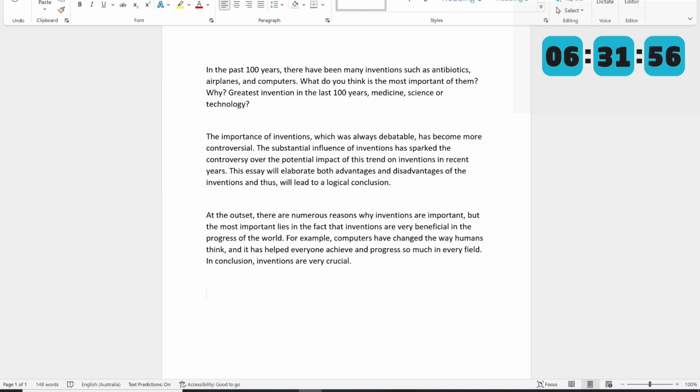My body paragraph 1 done. So I'm not counting how many words I've typed right now. At the end, I'll see if I have to add or omit any words, but that's towards the very end. Second body paragraph.